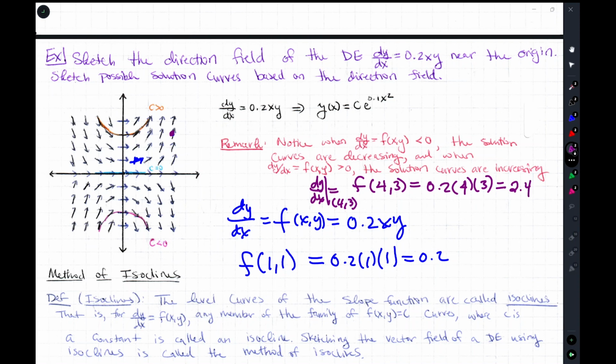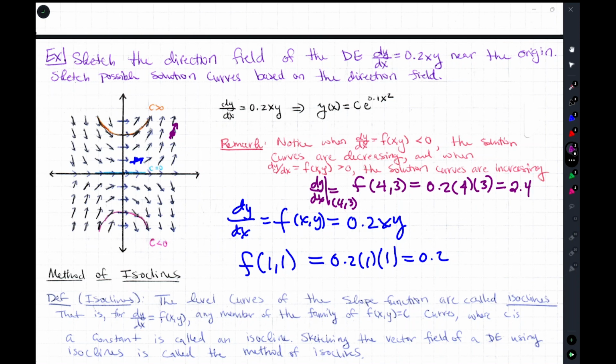Okay. So then we'll go to the point at 4, 3, which we said is around here, and we'll draw a slope, we'll draw a lineal element, and we'll give it a direction. This is flowing to the right, and the slope of that lineal element will be 2.4. In doing this for many different points in the xy plane will give us the direction field that you see there.